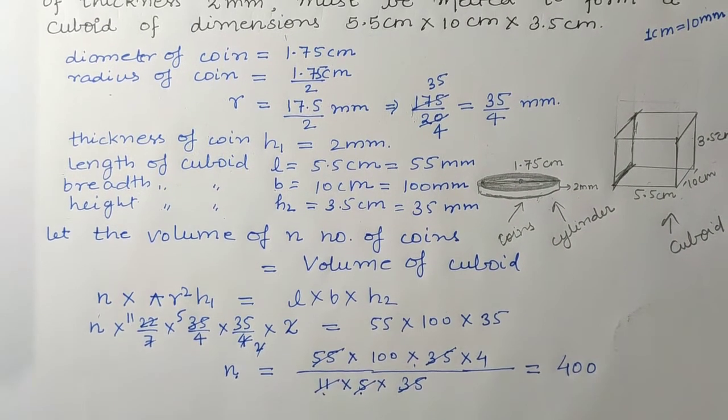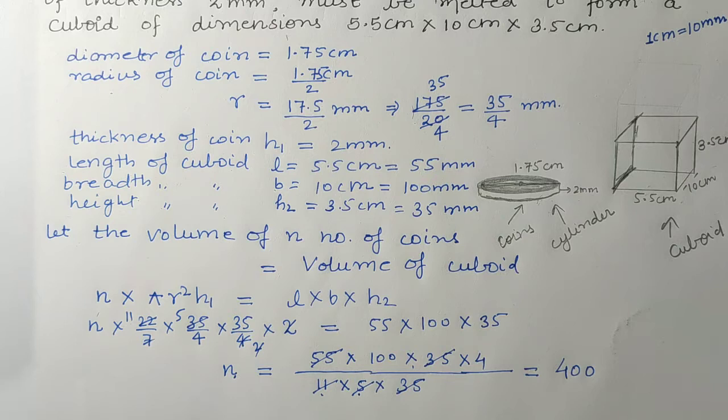Okay students, are you getting my point, what I want to say? When we solved, we got that there are 400 coins which should be melted to get the dimension of this cuboid. What concept have we used? We supposed that there is n number of coins, and according to the question and the law of conversion from one solid to another solid, the volume of n number of coins will be equal to the volume of the cuboid.